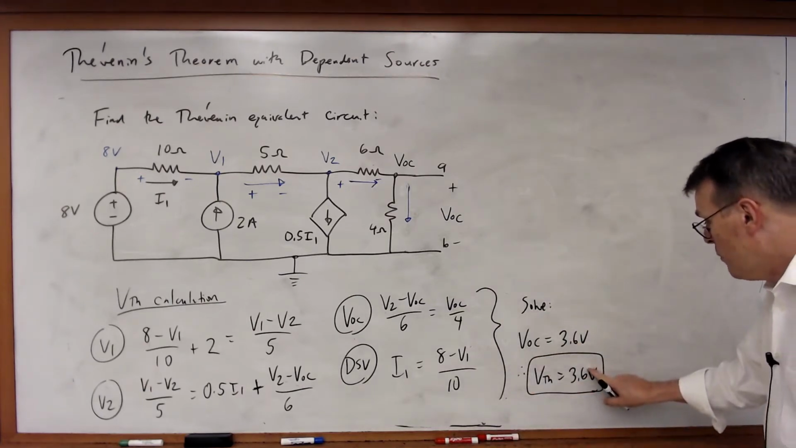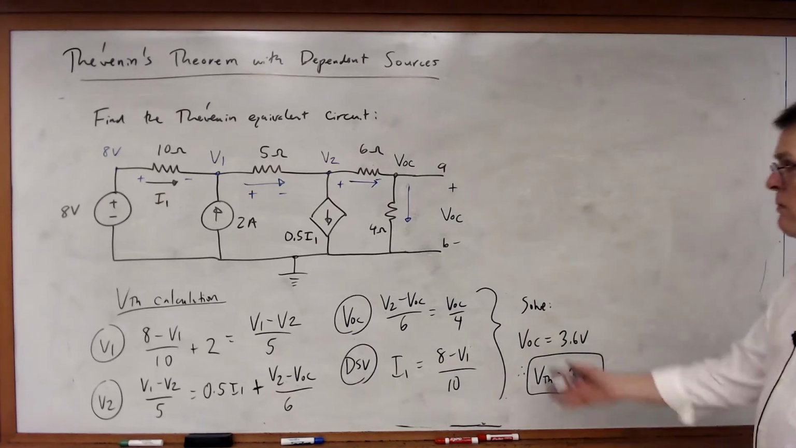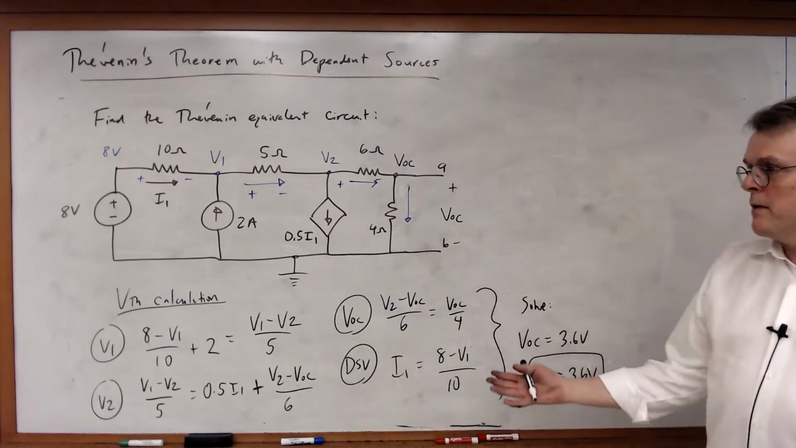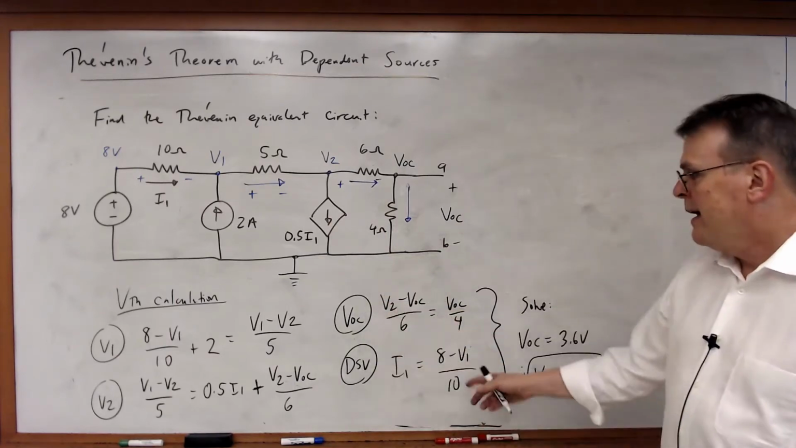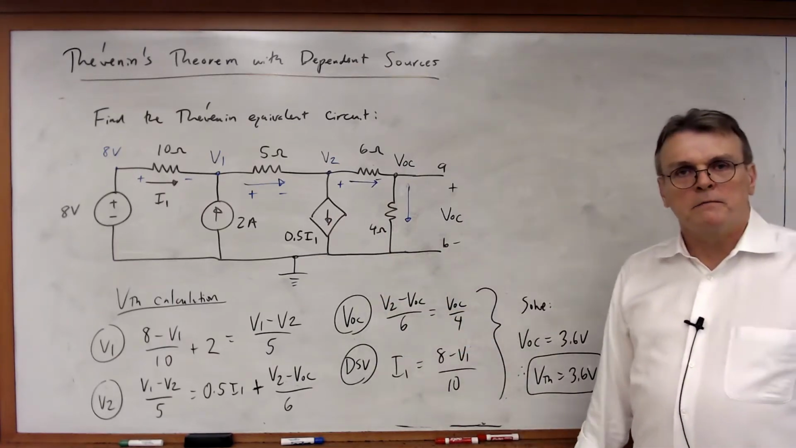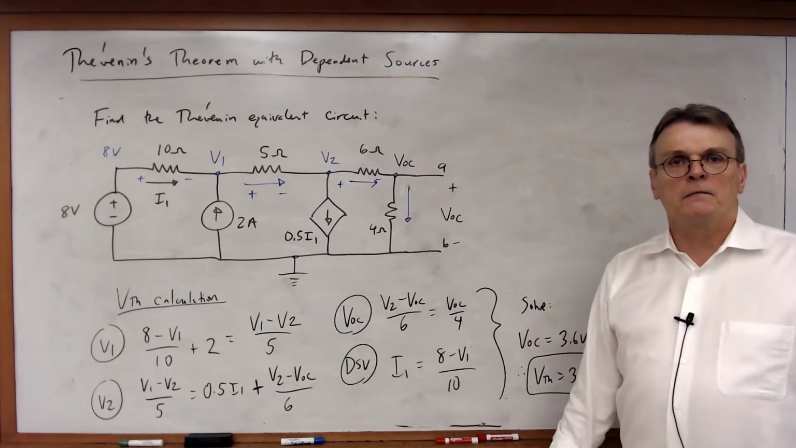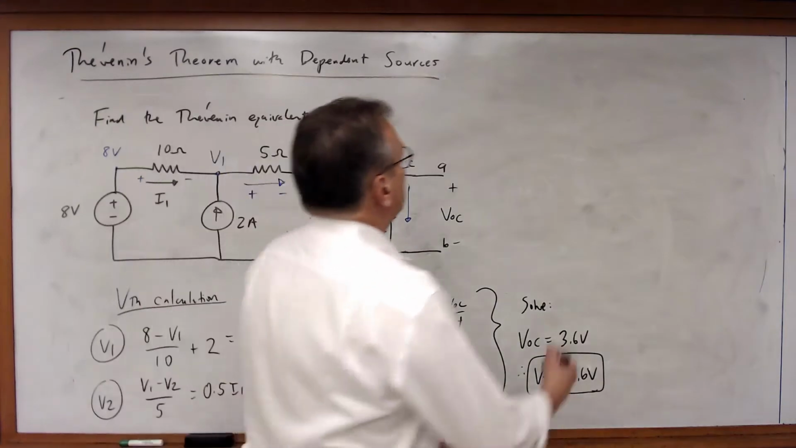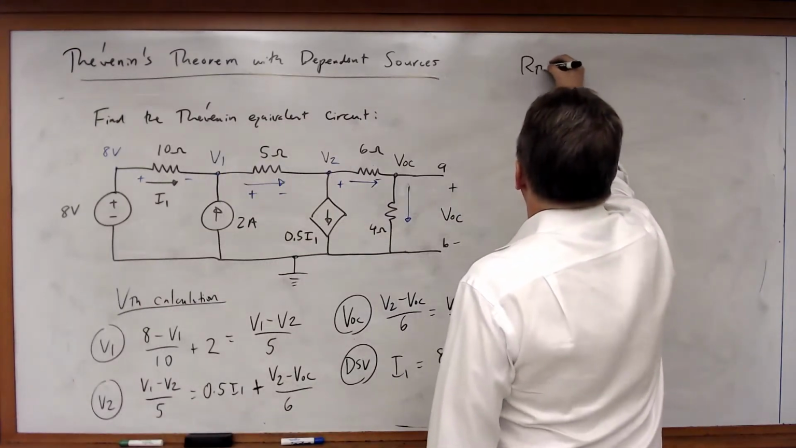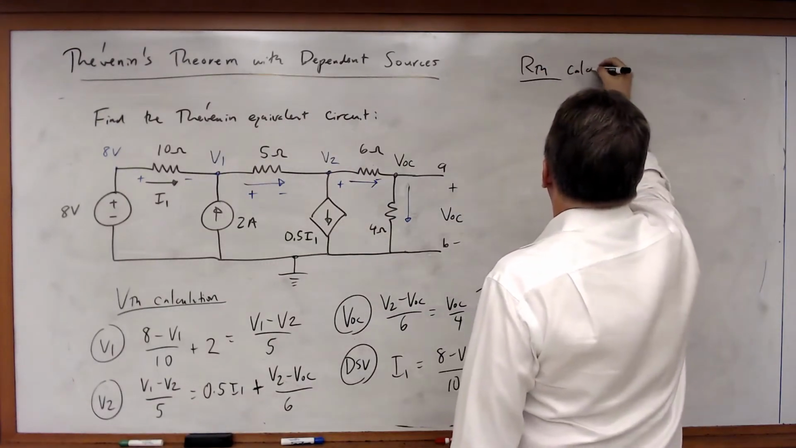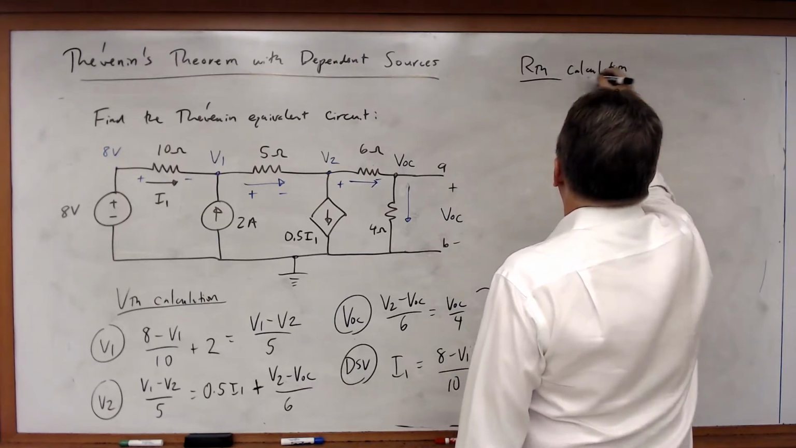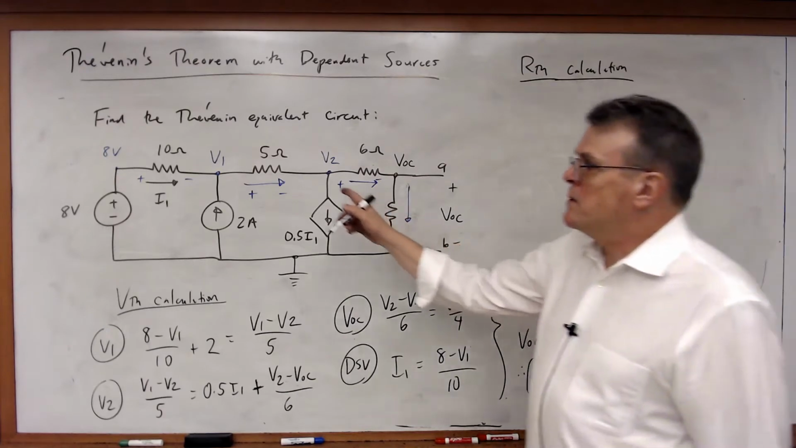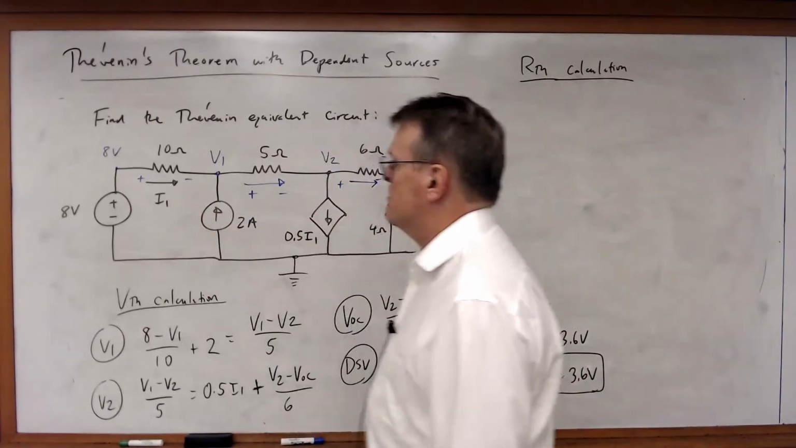So the Thevenin equivalent voltage, I did this no differently than I did before. Having the dependent source in there didn't change anything beyond the fact I had to include my dependent source variable. But there's no real trick to this at all. But what about the RTH calculation? Okay. So for my RTH calculation, I'm now going to zero out my independent sources.